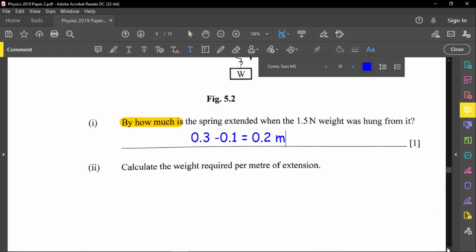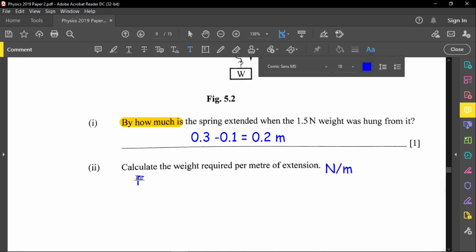They say calculate the weight required per meter of extension. All right, so let's think about this carefully. They want us to calculate the weight required per meter. Weight per meter is Newton per meter, isn't it? Because remember that per means divided by. We established that. So in other words, we're talking about the force over the extension.